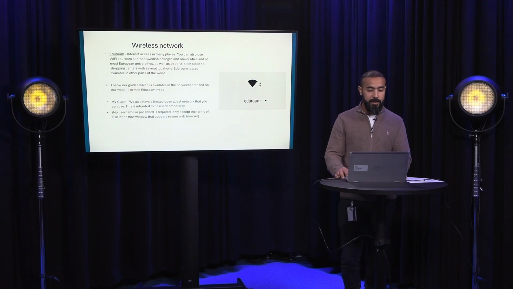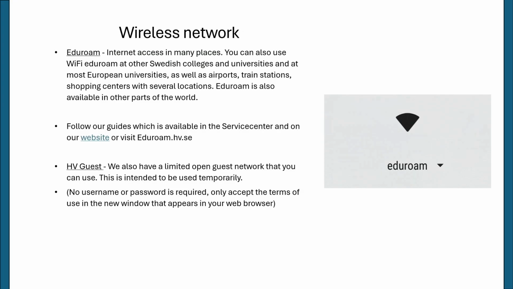We have a wireless connection, and it's called Eduroam. It's important that you can connect to this internet access. You can connect in many places, so you can also use this Eduroam Wi-Fi in many colleges and universities, as well as airports, train stations, etc. Then we also have the HV Guest Wi-Fi. It's temporary for students or our guests.